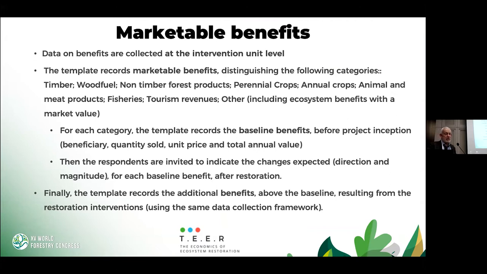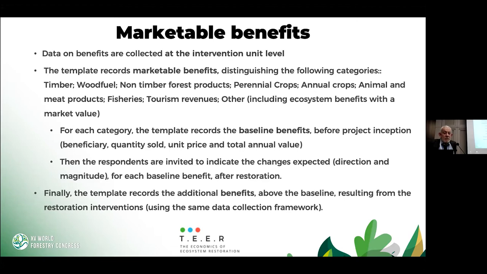So this was the module that was developed by WRI. And there are globally two types of benefits, the ones that are marketable, for which it's easy to have a market value and to record them, because generally they are recorded at farm level, and you can ask the farmer, okay, last year you had that yield, this year you had this yield, and things like that.